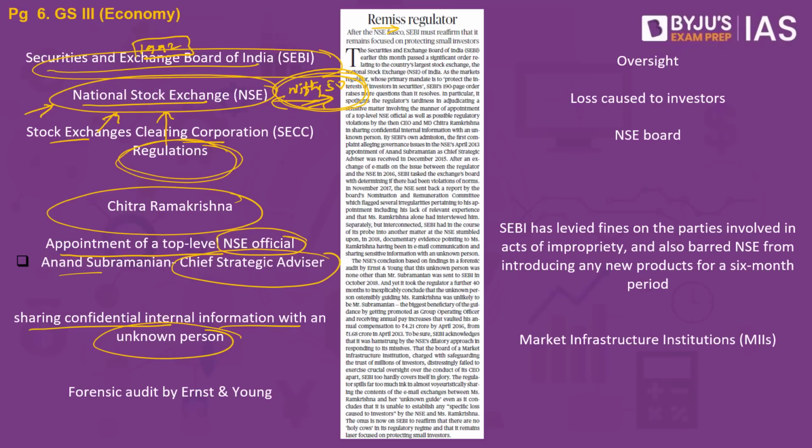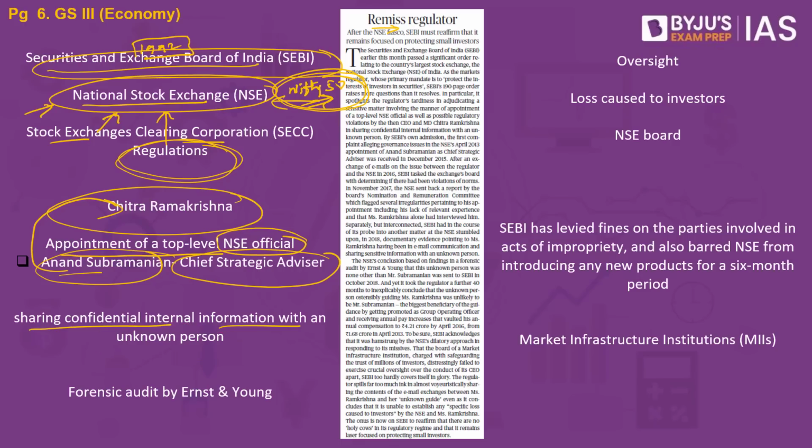Whenever an interview is being conducted, there will be a number of people who take the interview. But in this particular case, Anand Subramanian was interviewed only by Chitra Ramakrishna and not by others. So when it comes to the mode of appointment, there is no transparency, and ultimately it means there is a major issue in the system. This is the first major concern.